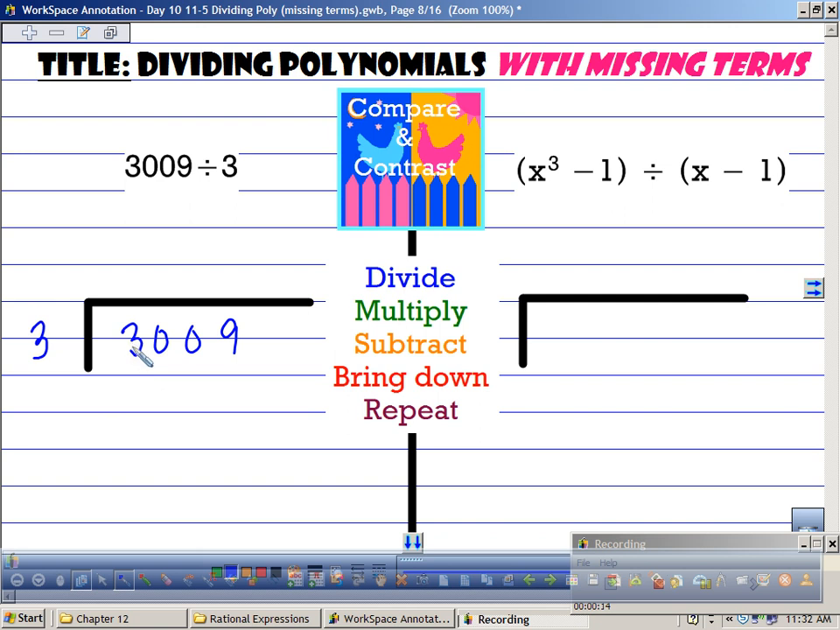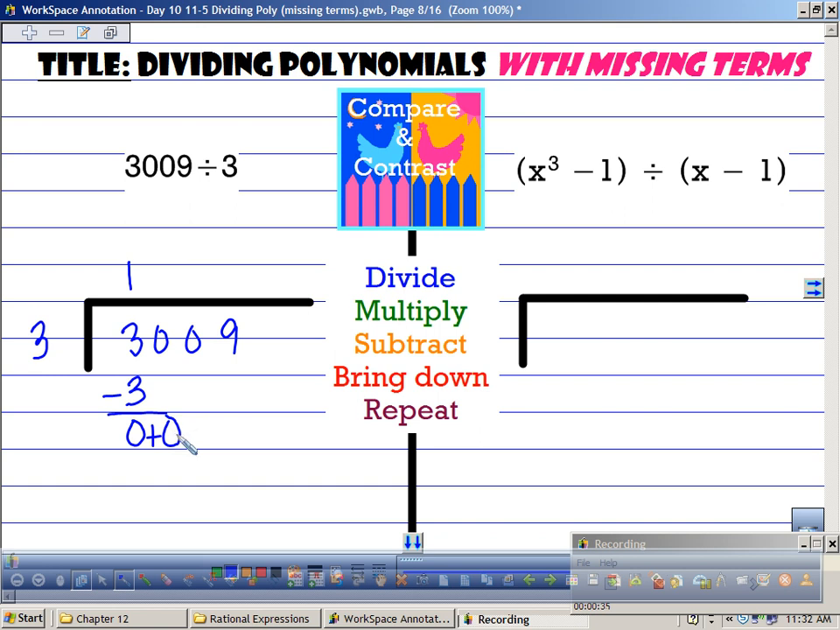3 goes into 3 how many times? Once. Where do I put the 1? Over the 3, because we're talking about just the 3. So 3 goes into 3 once. 1 times 3 is 3. Draw the line and change the sign. 0. Bring down a 0.